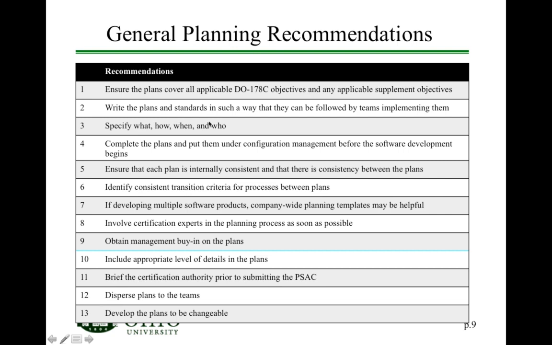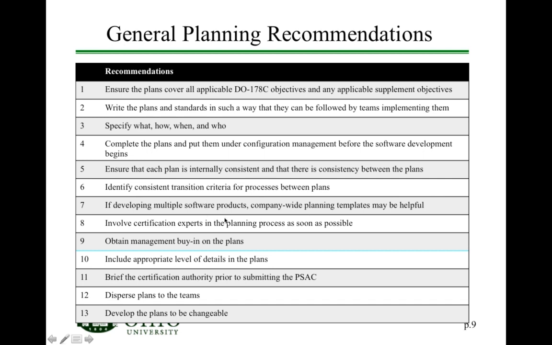Well, these plans must be easily accessible. The people that use them must be able to follow them easily. In the plans, you need to specify what it is you're going to do, how you're going to do it, when you're going to do it, and who's going to do it, who's going to be in charge of these particular lifecycle processes. And of course, the plans, like any other document, must be under configuration management. Now D178C tells you that the plans must be consistent not just within themselves, in other words the contents within a plan must be consistent, but also between the various plans, and the transition criteria too.